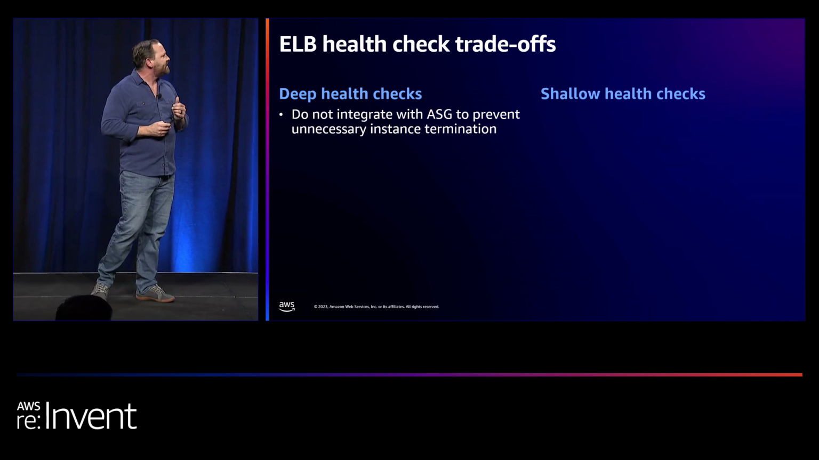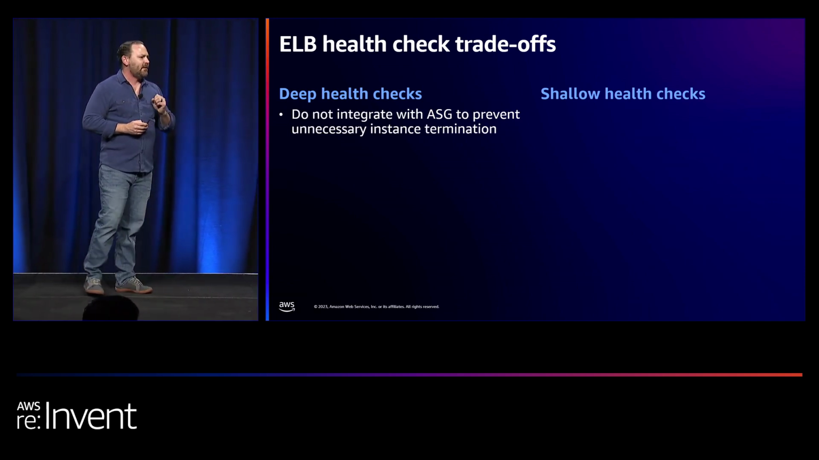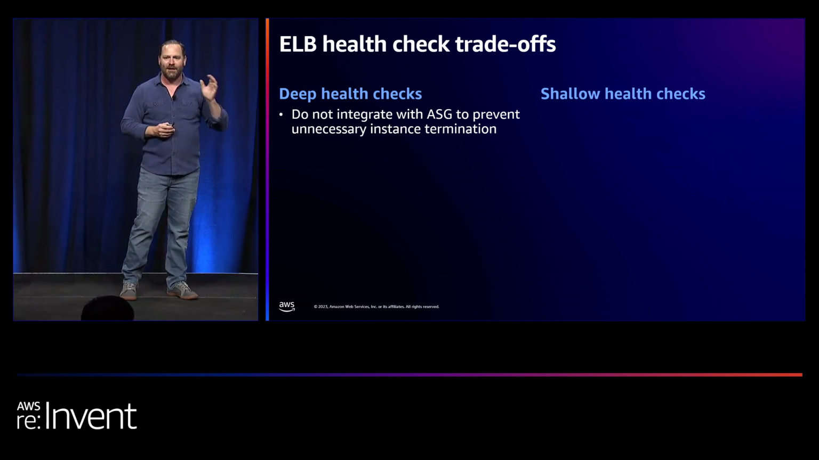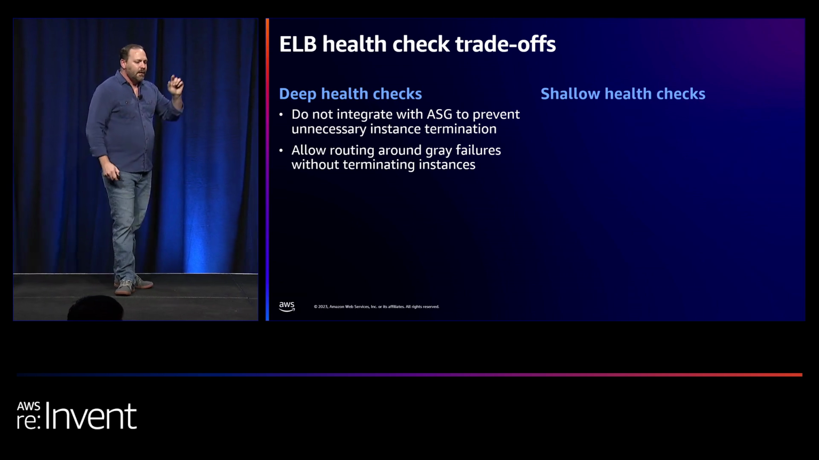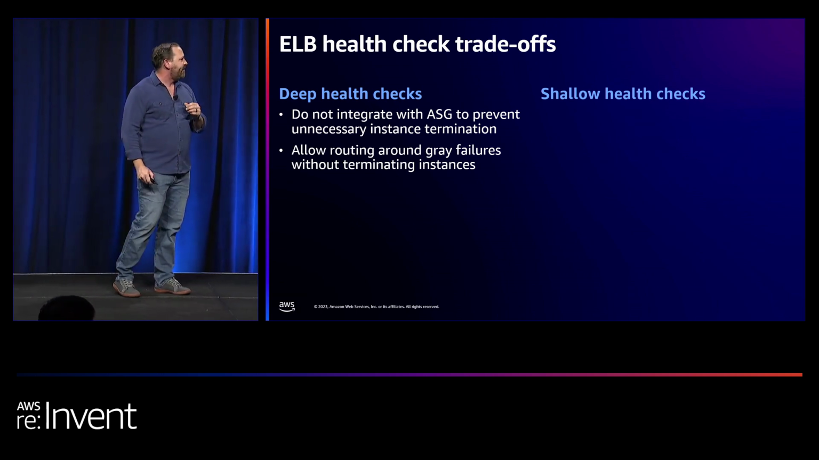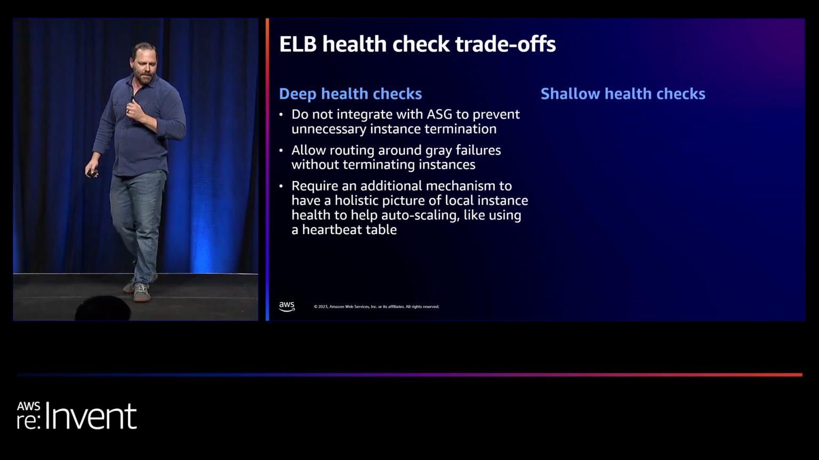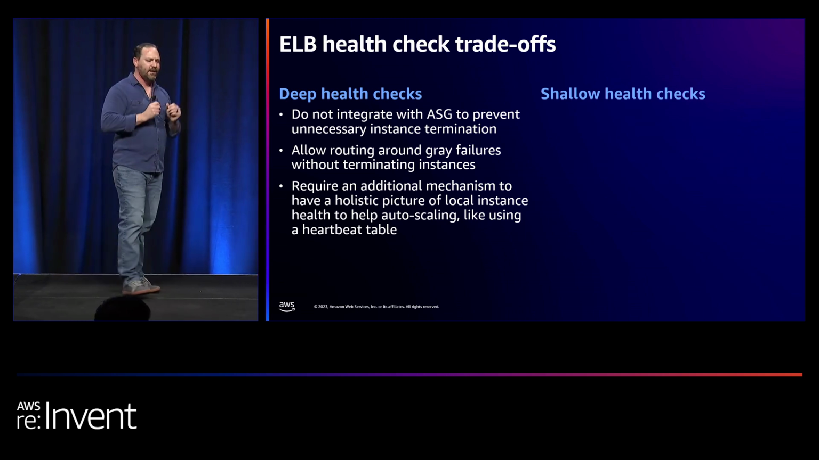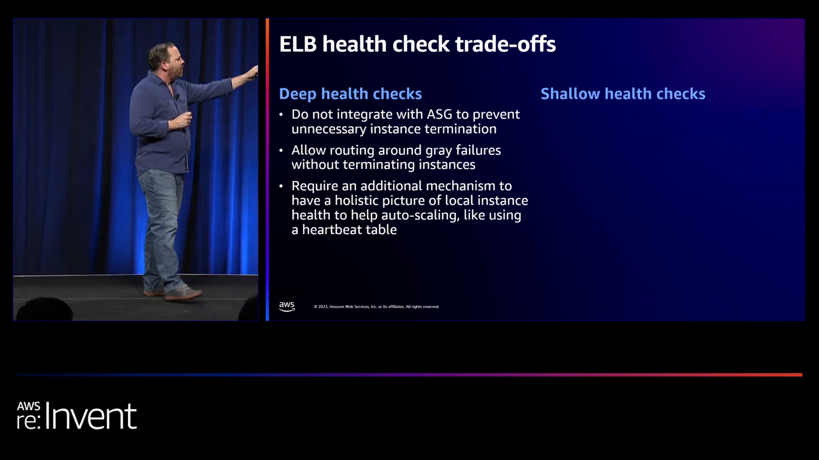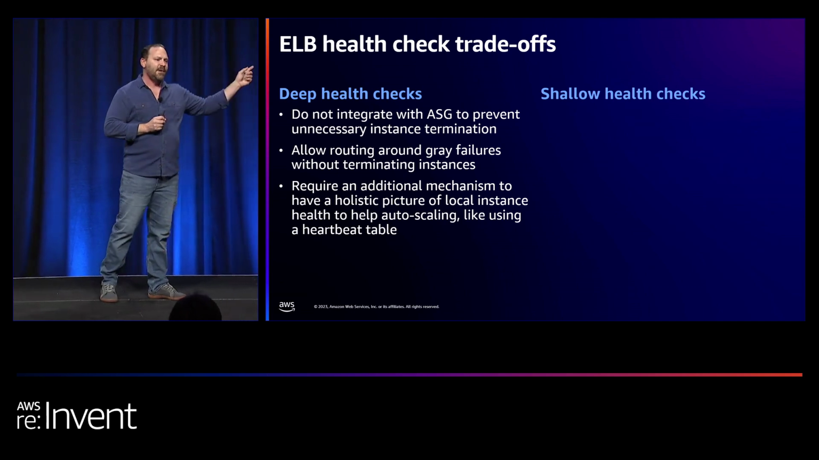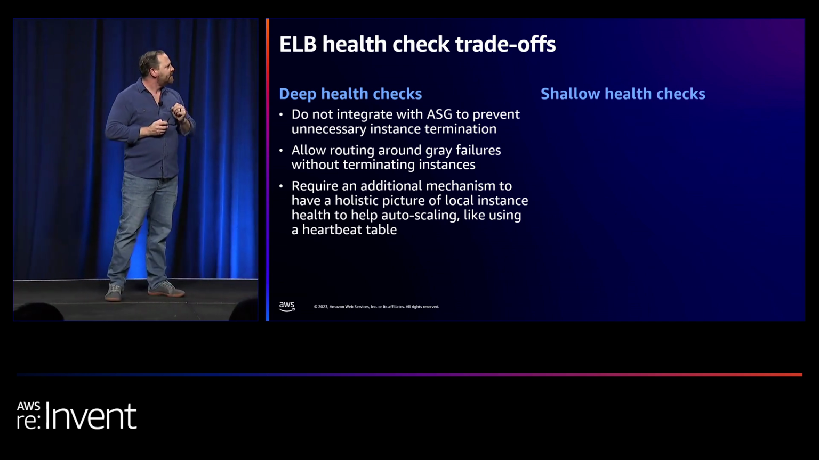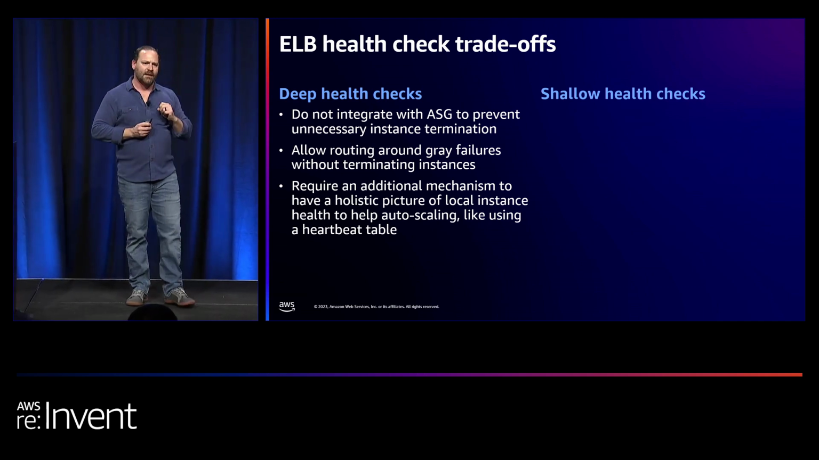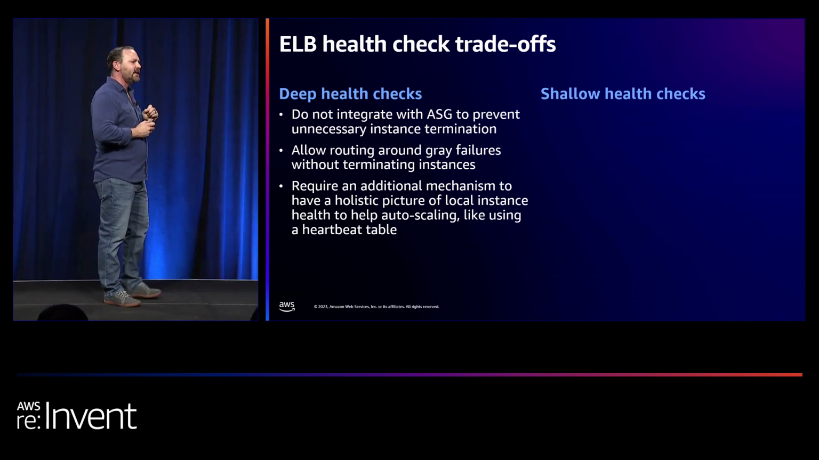So let's look at our trade-offs. If you want to use deep health checks, don't integrate them with your auto-scaling group, because we want to prevent unnecessary instance termination. Deep health checks allow us to route around gray failures without terminating instances, but they're going to require an additional mechanism to give us a holistic picture of that local instance health. One of the patterns that we use to do this is called the heartbeat table pattern, and we'll talk about that next. Right, because we want to be able to determine for auto-scaling, right, whether an instance locally is unhealthy and should be replaced. And the deep health check doesn't necessarily tell us that.